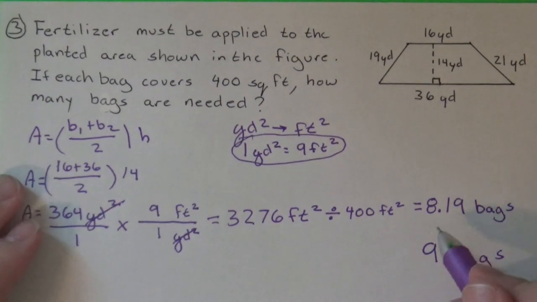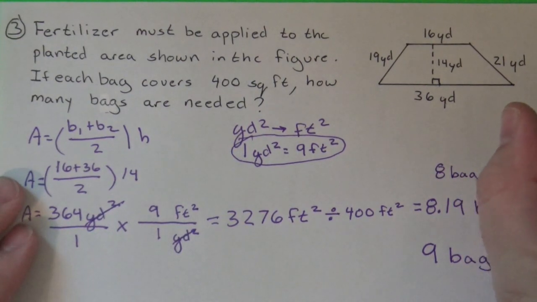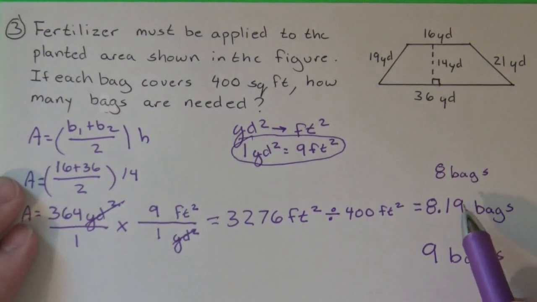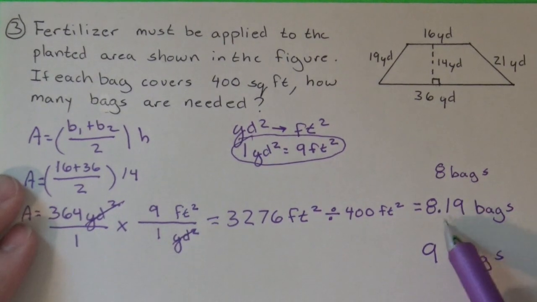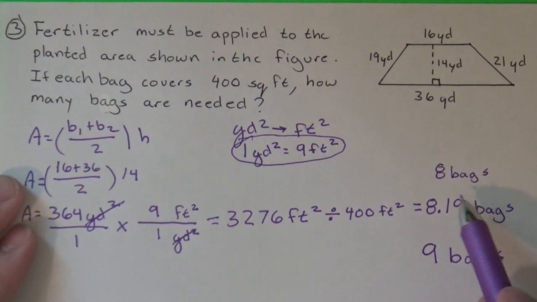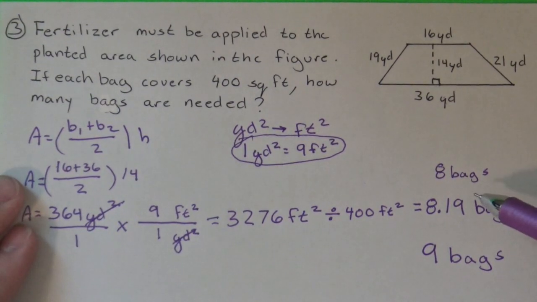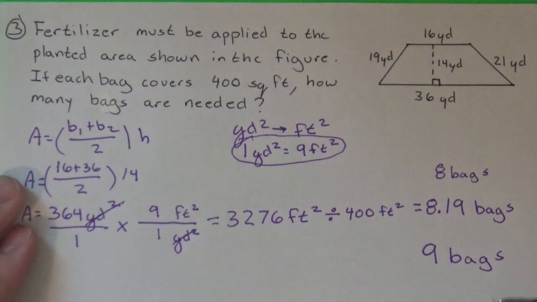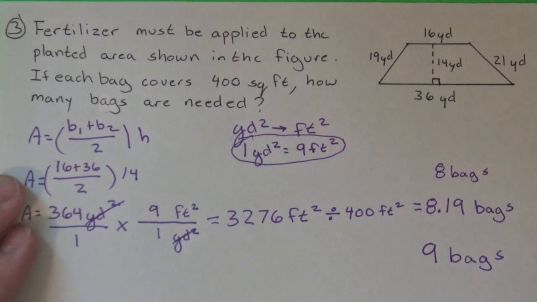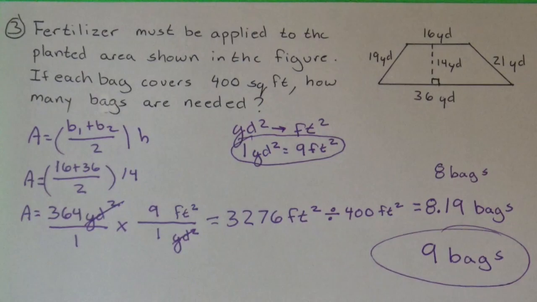So a lot of people in this problem want to round down. And when people do, they say, hey, I only need 8 bags. But is that true? No, it's not, because you need 8 bags and a little more because of that fraction. So remember, in this type of problem, you're going to have to round everything up. So be very careful on that. And a lot of times the problem will actually say round up. Okay, so just be cautious. All right. So again, the answer for this one, 9 bags.